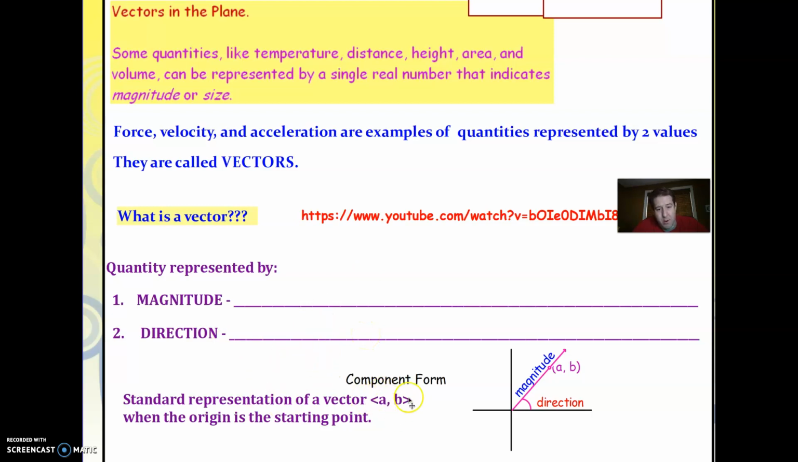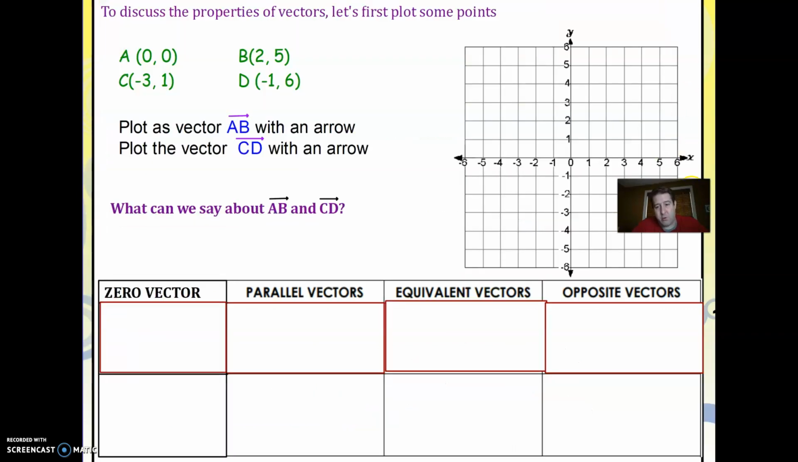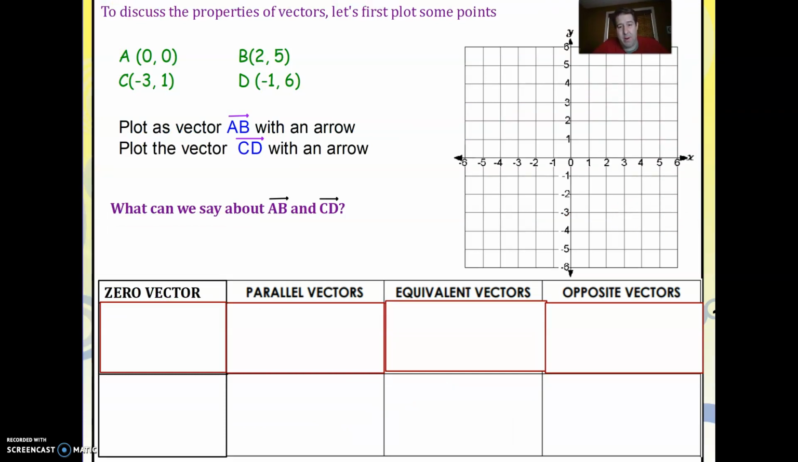So this is called component form, which I started on a second ago. The standard representation of vectors is <a, b>, using this notation with the little arrows on both sides. This is also called standard form because this happens to be at the origin on a coordinate graph, but even if it's not on the origin, it's technically just component form. It doesn't have to be at the starting point unless that would be your standard form of it. It's kind of like when you're graphing equations and you have your parent function.